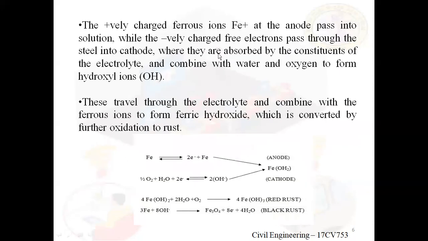Next, the positively charged ferrous ions, Fe2+, at the anode pass into the solution, while negatively charged free electrons pass through the steel into the cathode, where they combine with the constituents of the electrolyte, water and oxygen, to form hydroxyl ions. If water and oxygen are not available there, there will be no corrosion. Ultimately it forms the hydroxyl ions, which is the reverse portion of the production of the steel. You can see the chemical equations here, showing how the cathode and anode develop.